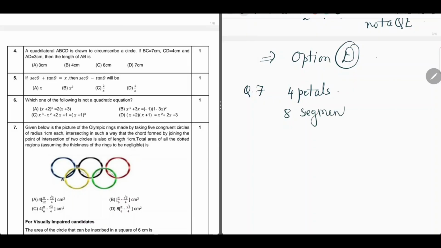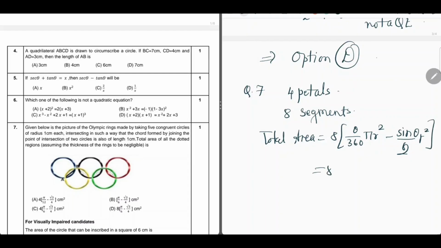So total area is equal to 8 times the area of a segment, that is theta upon 360 into pi r square minus sin theta upon 2 r square. So for an equilateral triangle, theta is 60. So 60 divided by 360 into pi into 1 square minus sin 60 divided by 2 into 1 square.